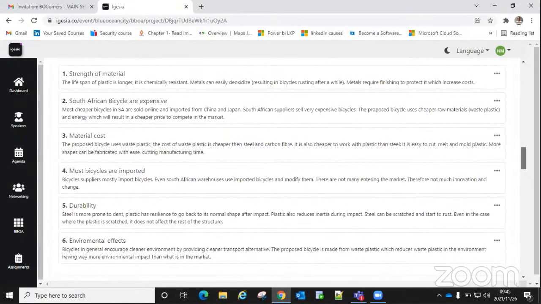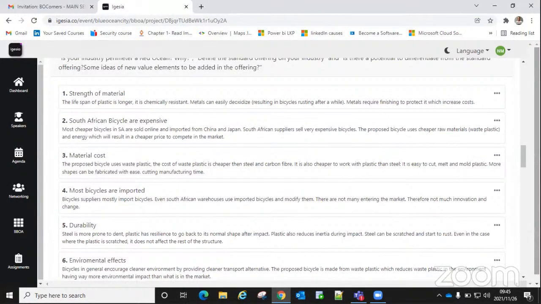So we updated the conclusion as well. In terms of the strength of the material, the lifespan of plastic is longer because it's resistant to chemical reactions. It doesn't oxidize easily, when metal does, and it rusts after a while, and you need stuff to protect the metal, which will increase the cost of production.